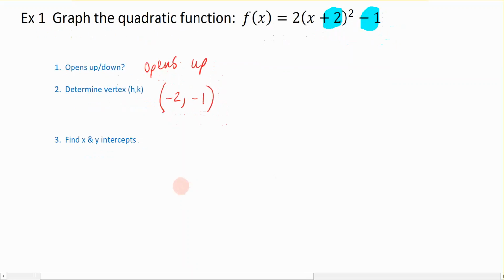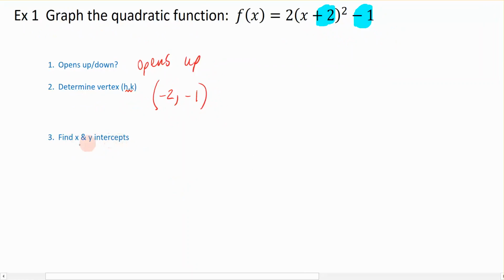The next thing I want to look at is I want to find the x and the y intercepts if they exist for this function. So we're going to start with the x-intercept. To find the x-intercept, we're going to set the function equal to 0 and then solve for x, because remember, those are the roots, those are the solutions, and that's where it crosses the x-axis. So when I solve this equation, we say 2 times (x + 2) squared minus 1 equals 0.